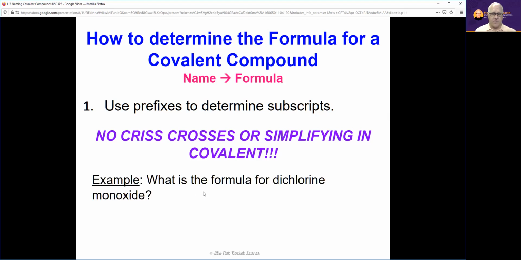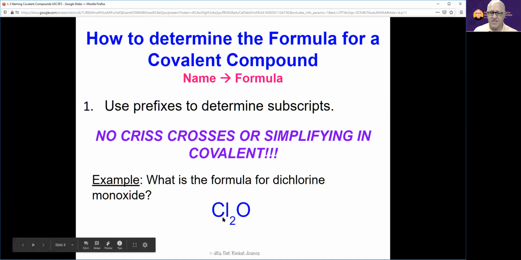So if we look at the formula for dichlorine monoxide, let's break this up together. Di is 2, chlorine is going to be Cl, monoxide, 1 oxygen, it's going to be Cl2O. All we're doing is going from the name to the formula.